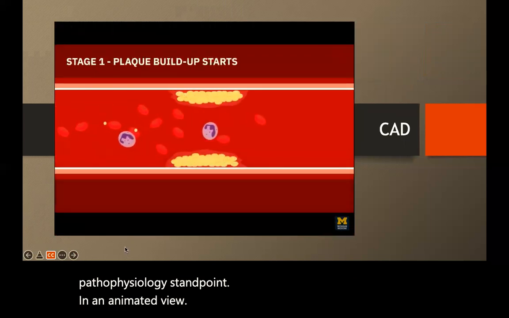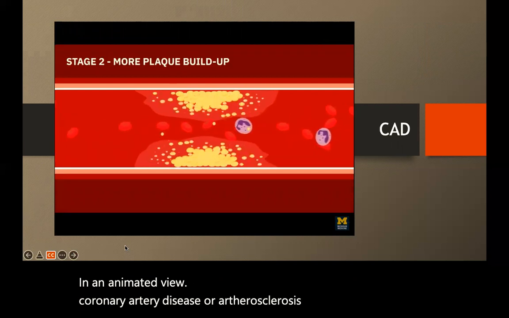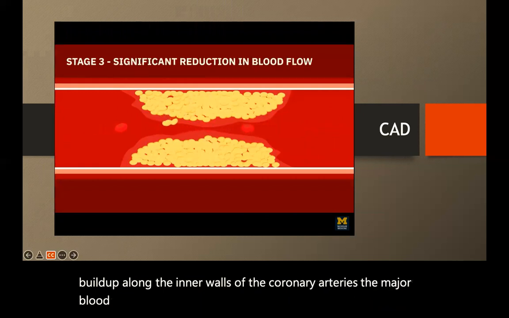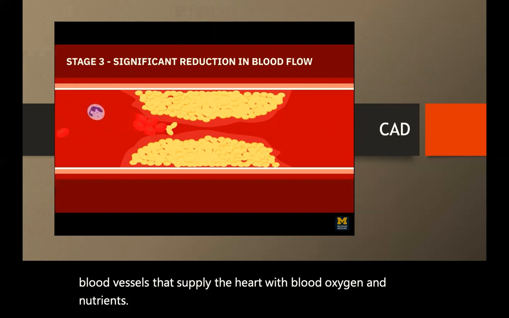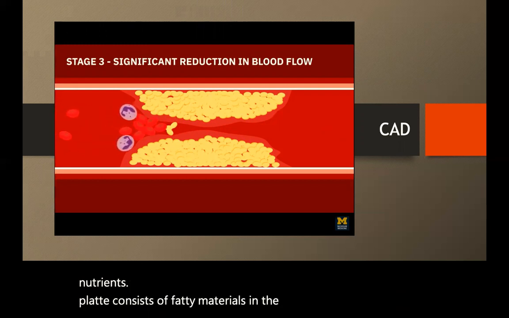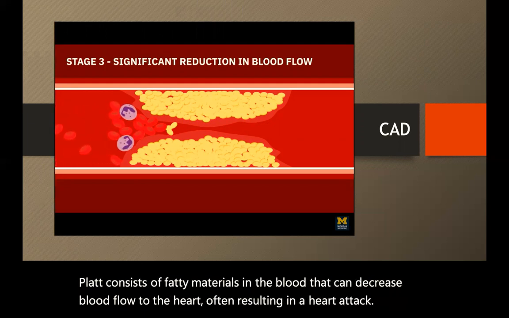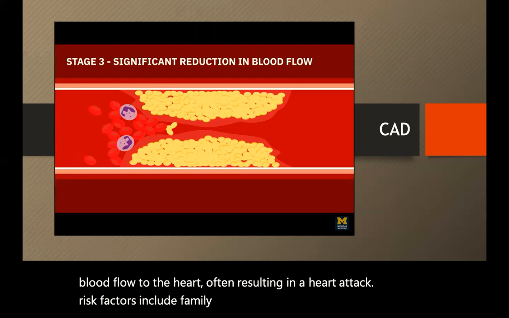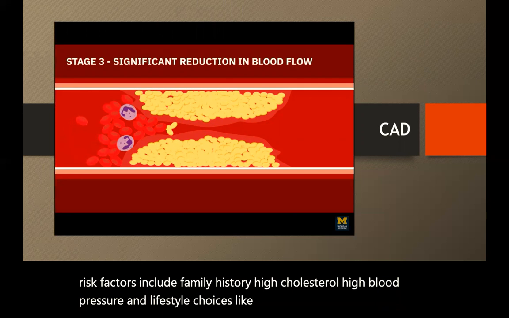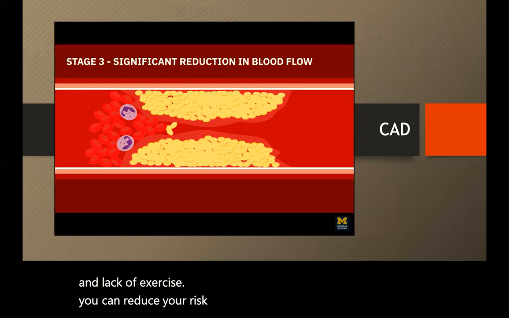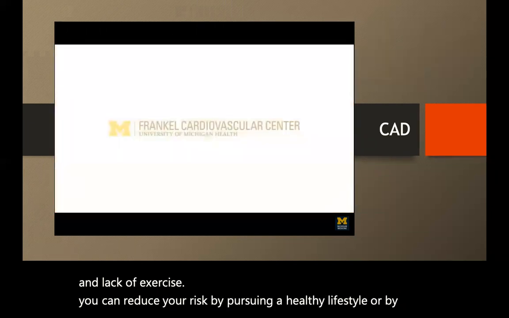Coronary artery disease, or atherosclerosis, is caused by plaque buildup along the inner walls of the coronary arteries, the major blood vessels that supply the heart with blood, oxygen, and nutrients. Plaque consists of fatty materials in the blood that can decrease blood flow to the heart, often resulting in a heart attack. Risk factors include family history, high cholesterol, high blood pressure, and lifestyle choices like smoking, alcohol consumption, and lack of exercise. You can reduce your risk by pursuing a healthy lifestyle or by taking medications.